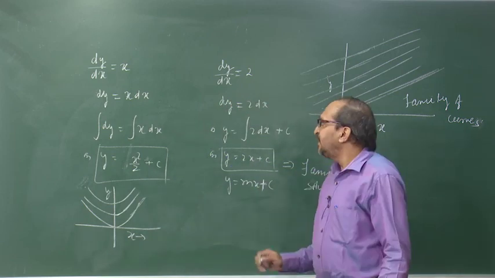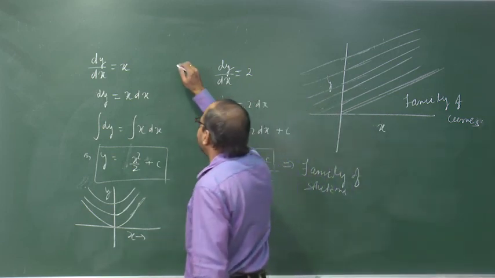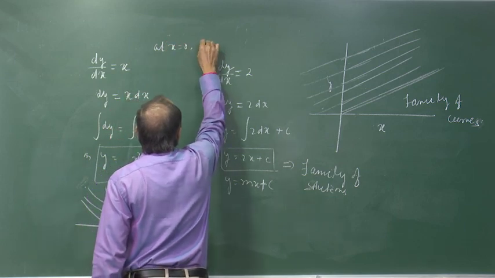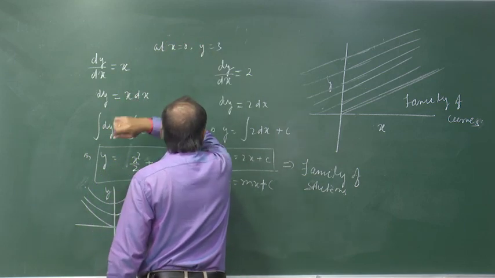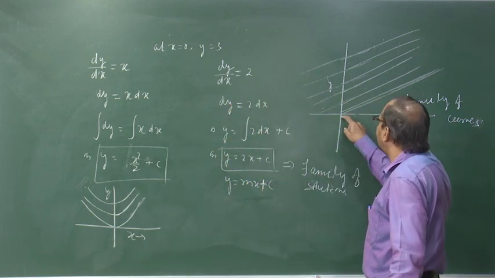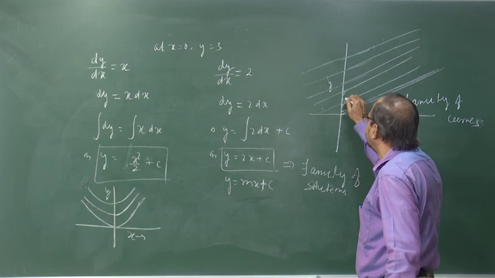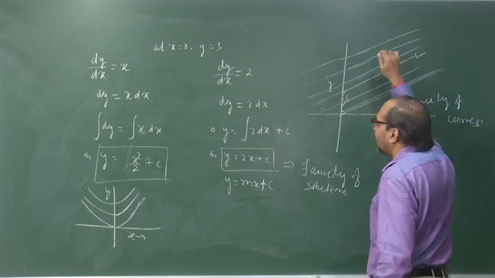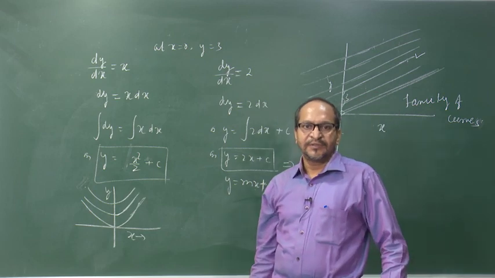But if I put an initial condition, say at x is equal to 0, y is equal to 3, then I have only this solution. This is a very particular solution.